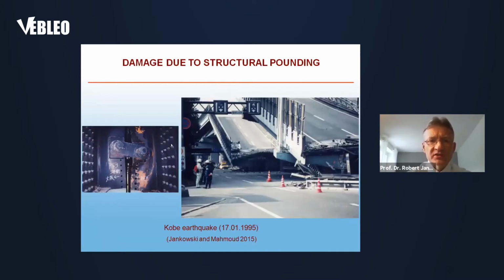On the left side of this transparency, we can see some local damage at the points of contact between the superstructure segments. And in some cases, pounding was identified as one of the reasons for the falling down of the whole superstructure segments.